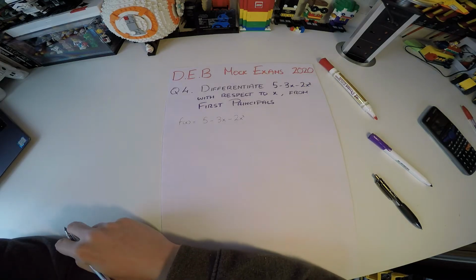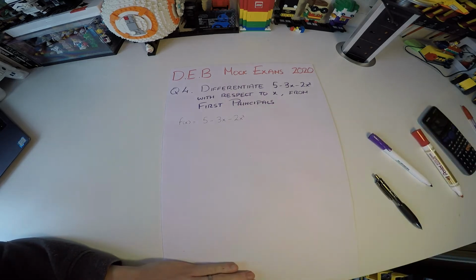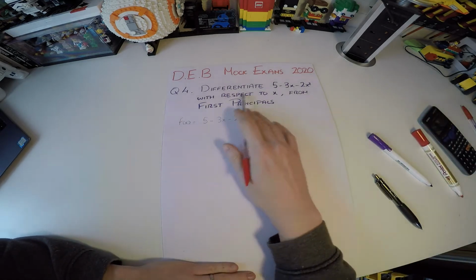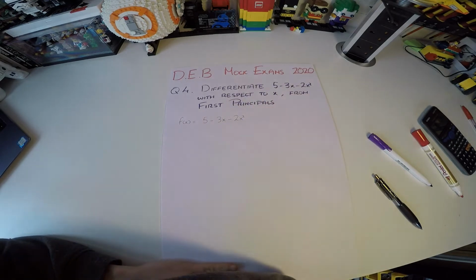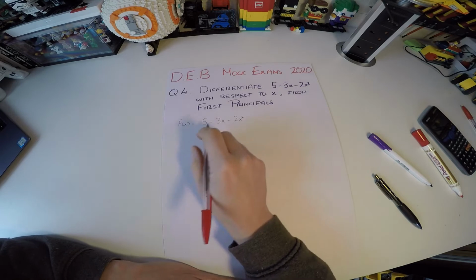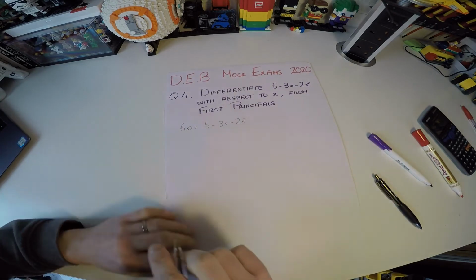Okay, on to question 4 from the DEB exams of 2020. So I have to differentiate this function with respect to x from first principles. So I have to use a specific method. Obviously, to differentiate this might be pretty easy for most of you. So using first principles, what do I have to use?